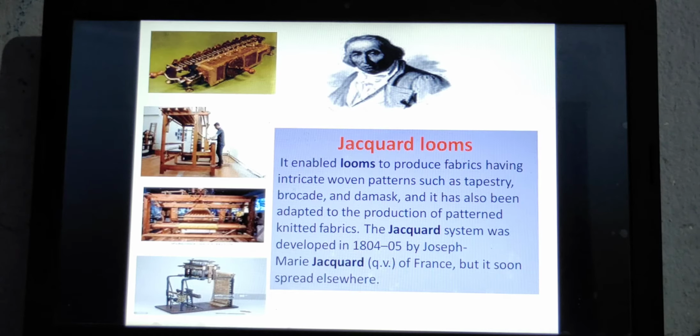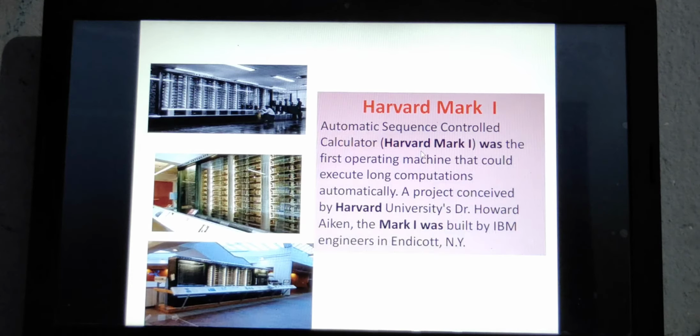And we have also seen the Jacquard loom, and mainly this was a loom machine which was used to produce fabrics having intricate woven patterns such as tapestry, brocade and damask. And because it was invented by Marie Jacquard, this machine is named the Jacquard loom.